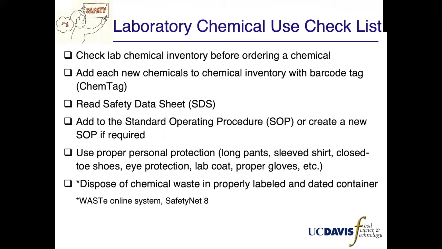Read the safety data sheet of the new chemical to determine the hazards. If it requires a standard operating procedure, add it to your lab's existing list or create a new one if necessary. Use proper personal protection. And finally, if you're disposing of the chemical or any waste, it must be disposed of properly and in a labeled and dated container. Safety Net 8 details guidelines of proper waste disposal. All chemicals and solutions, including water, must contain a label with a full chemical name and date and must be stored properly.